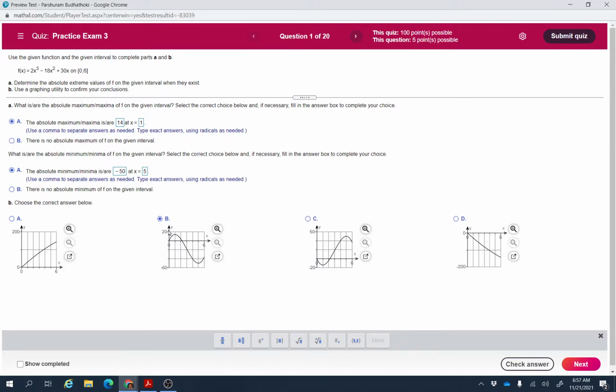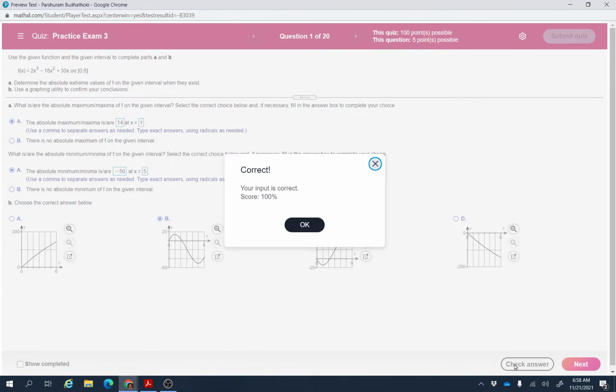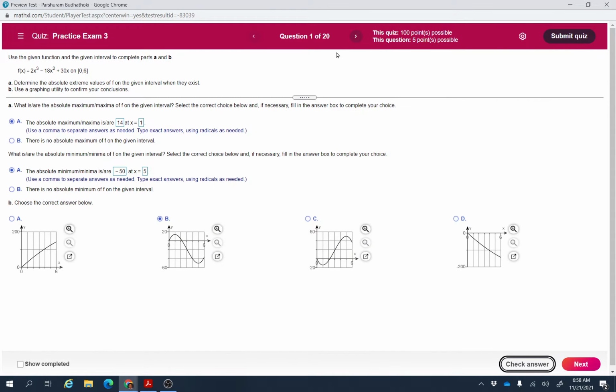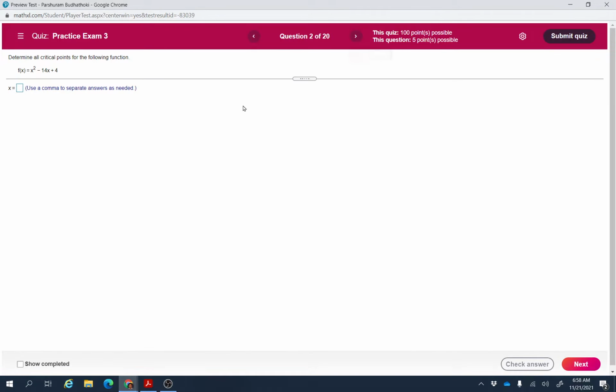By using this information we can find the right graph, and the B1 graph is the only one which satisfies all this information. At 0 it's 0, at 1 it's 14, at 5 it's negative 50, and this is the only graph, so we're going to choose this one, and that's right. Let's go to the next problem.